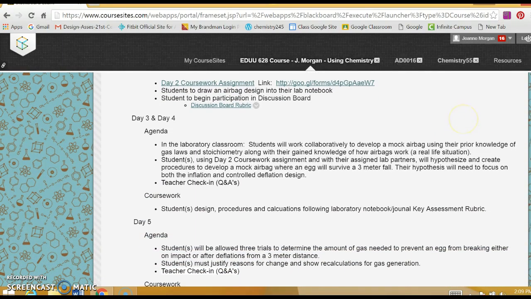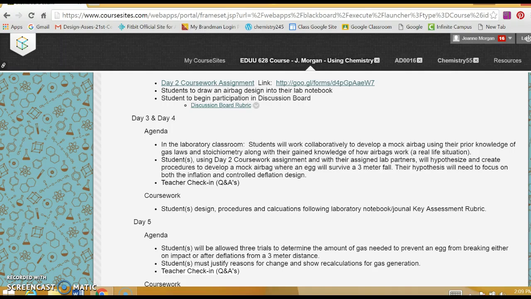So day 3 and 4 is now really where they're starting to work as a group, working collaboratively to develop that mock airbag design. And so they're going to have to write their stoichiometry equations. All this goes in their laboratory journal notebook, okay? So this is where you tell them, look at that rubric again. What's required of you in your laboratory notebook? Make sure it is set up precisely the way it needs to be.